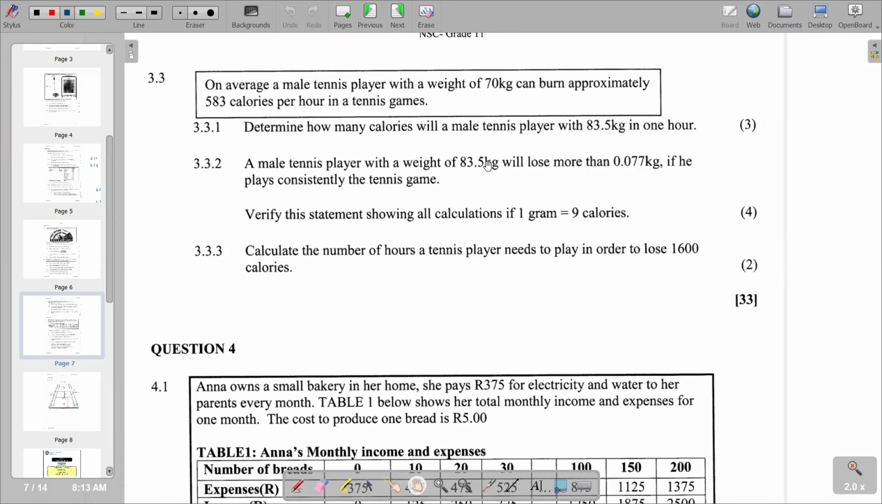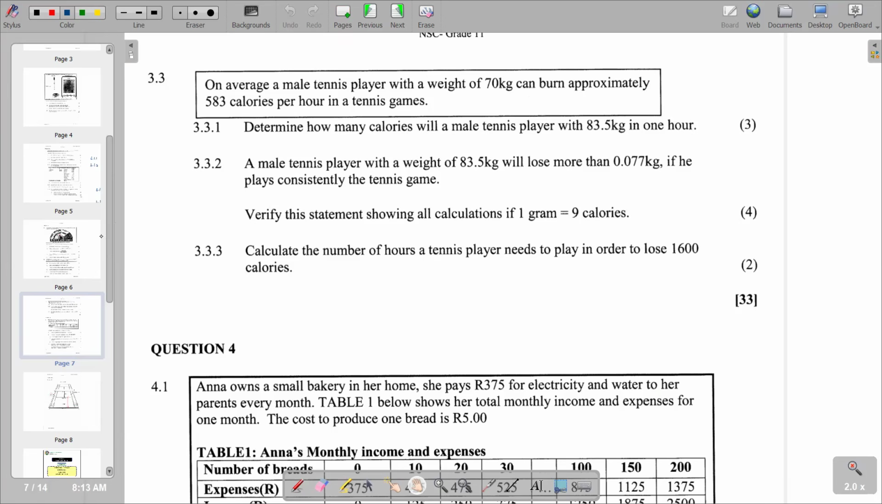So we are given that the 70 kg one can burn 583. So to get for 83.5, we are just going to use a simple proportion whereby you say 70 is equal to 583.